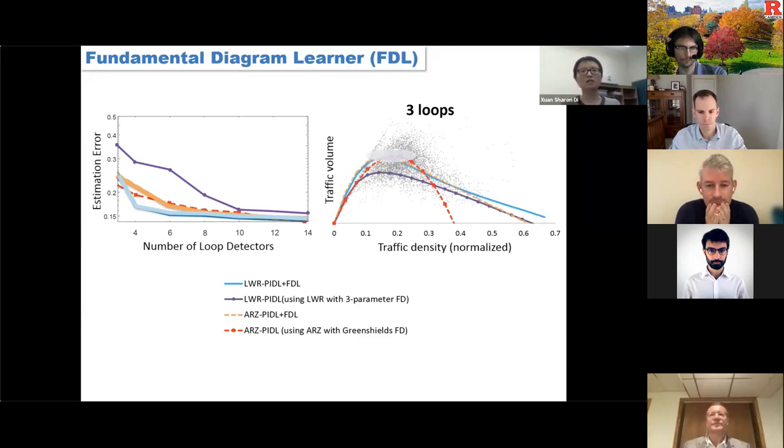If you look at the capacity part, LWR and ARZ plus FDL can better capture the capacity part. And if you look at the congestion part, actually the LWR FDL can predict a much better congested density than the ARZ FDL. So that blue line, its intersection with the traffic density is around 0.7. That's a reasonable value and also consistent with the value we estimate directly from data. So based on these 2 figures, we can say that for NGSIM data, LWR FDL performs the best, especially in the small data regime.